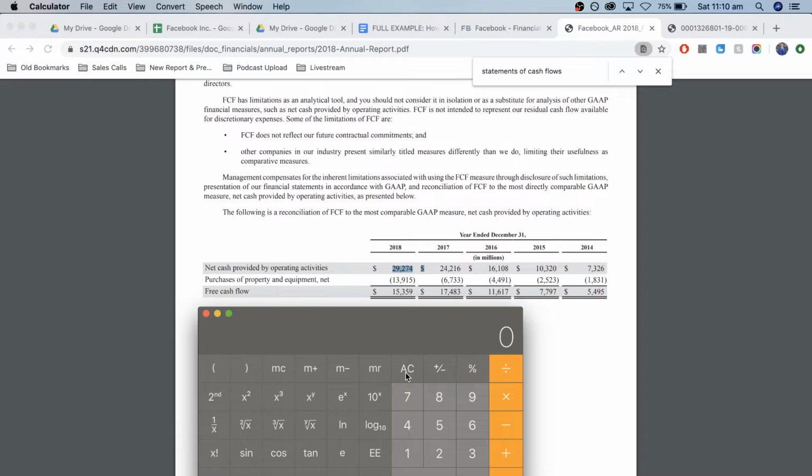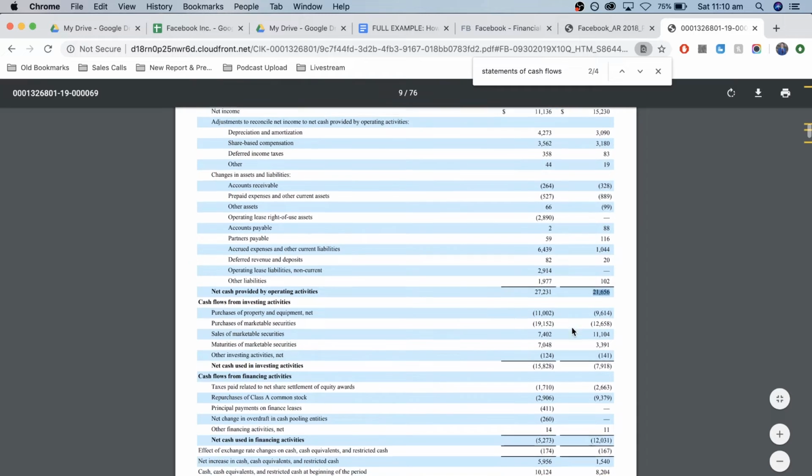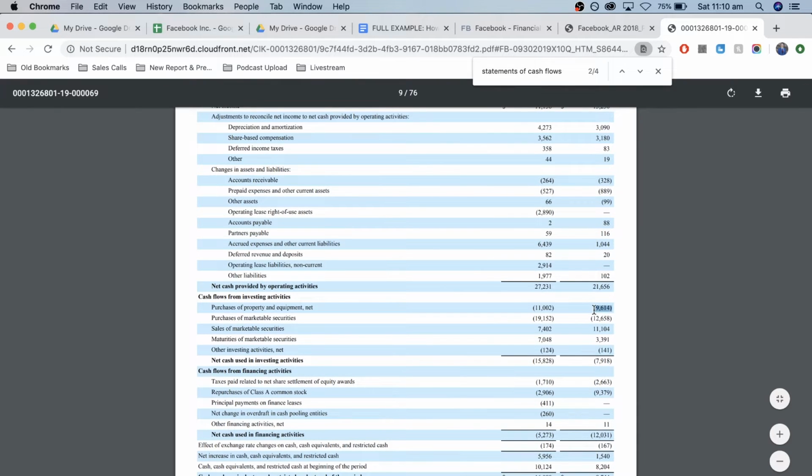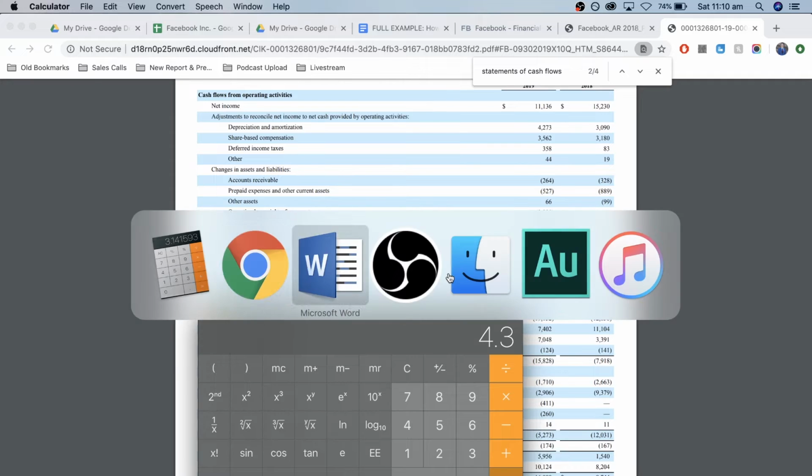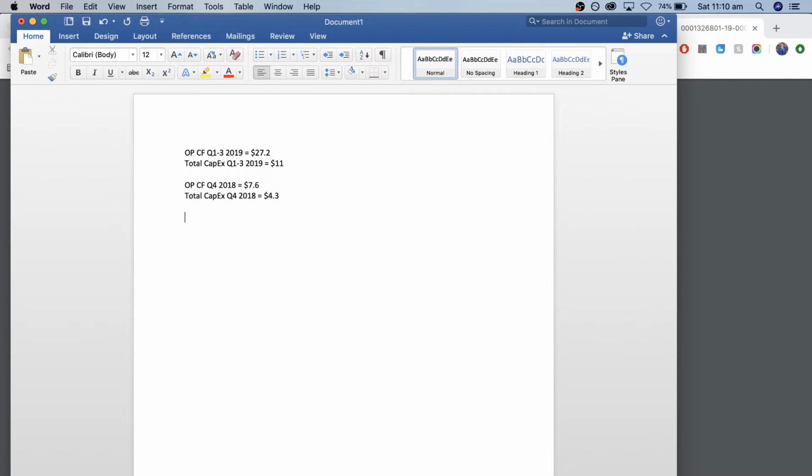So again, taking the total CapEx number from 2018, and we're subtracting the first 3 quarters of 2018 in terms of CapEx, which is 9.6, which leaves us with 4.3. So the next step is that we need to estimate the proportion of total CapEx which is going to be maintenance. And there are many ways that you can go about this.